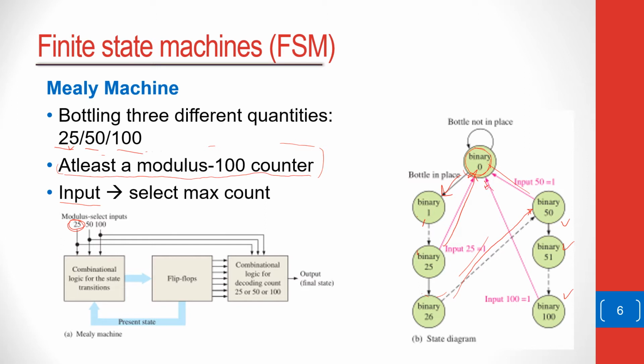So the output here will depend on both the input, which is what size of bottle, or how many tablets or pills it's bottling, and it also depends on the present state, at what state it is in. So both of these will determine the output. In this case, this will be an example of a Mealy machine.